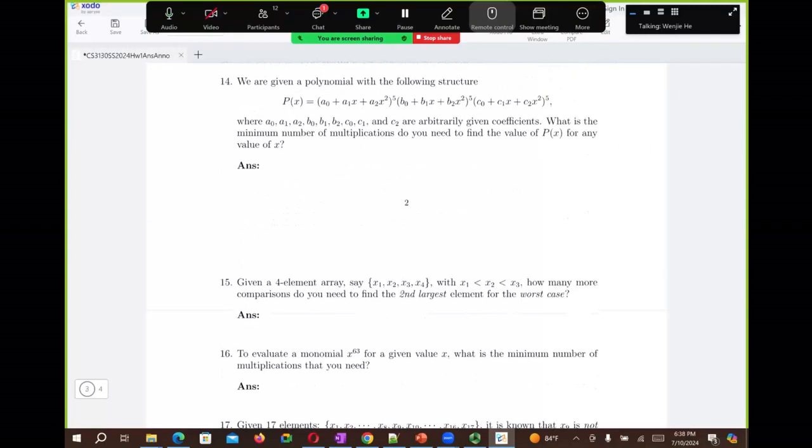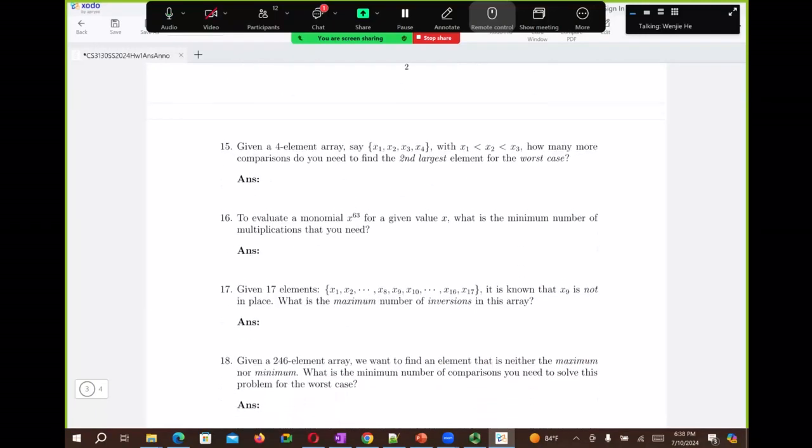So let me move to relatively easier questions. Number 15 is actually relatively easier. The answer is 2 comparisons for the worst case. But some students give me 1 comparison, and some students give me 3 comparisons.